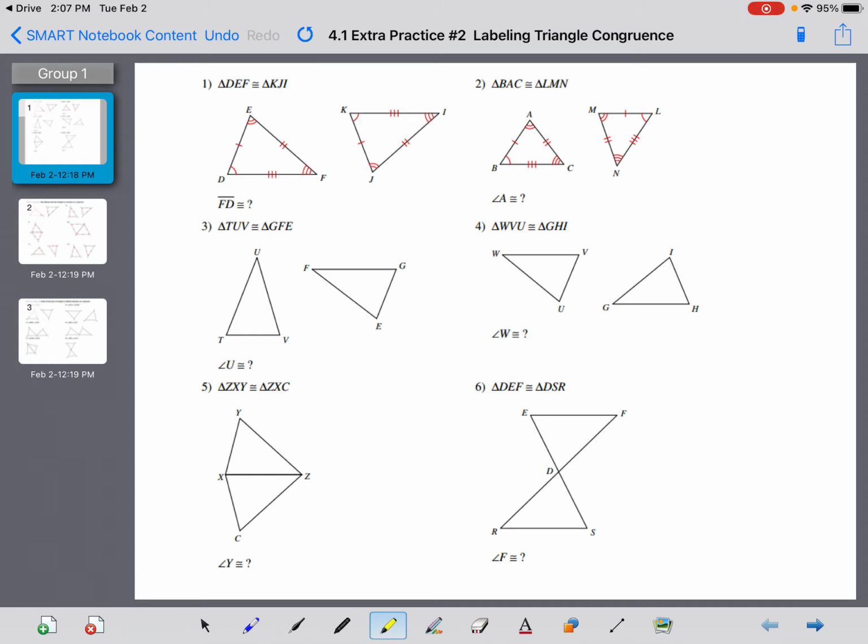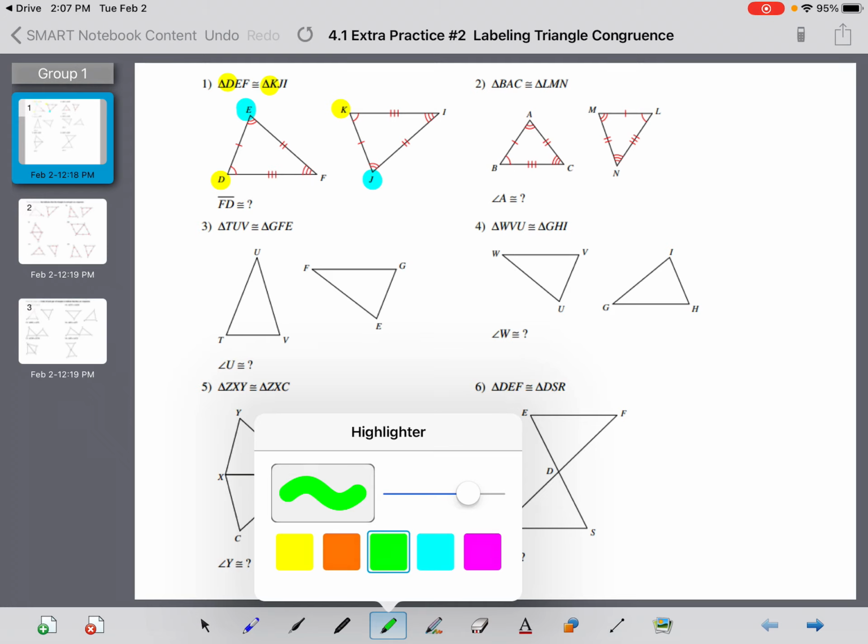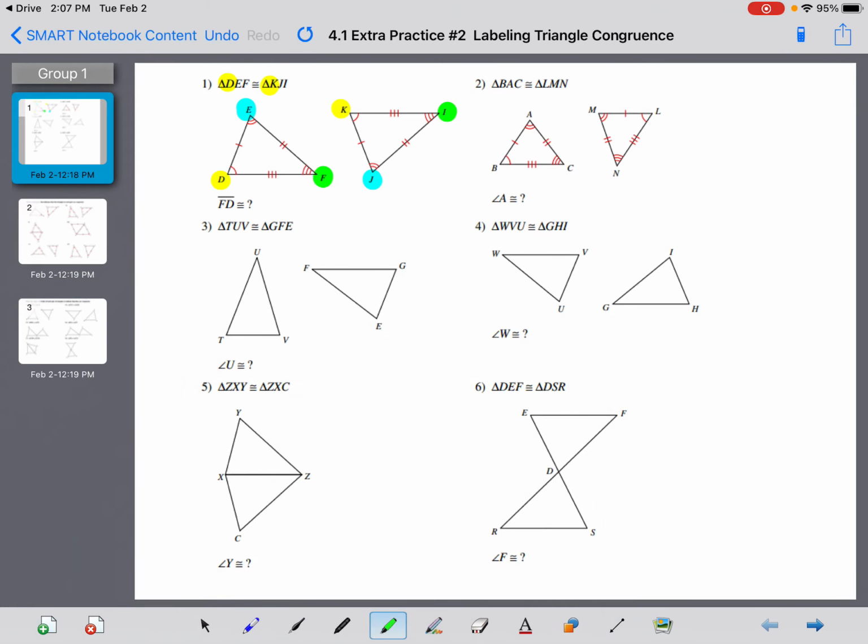All right, so number 1 says triangle DEF is congruent to triangle KJI, right? Now they're asking us what is congruent to side FD. Well, let's just match them up. D was listed first in the triangle name, right? And so was K, so D and K. Then we have E and J, okay? And last was listed F and I. All right, so FD is actually this line right here from green to yellow, which is going to match up with side IK. So FD is congruent to IK.